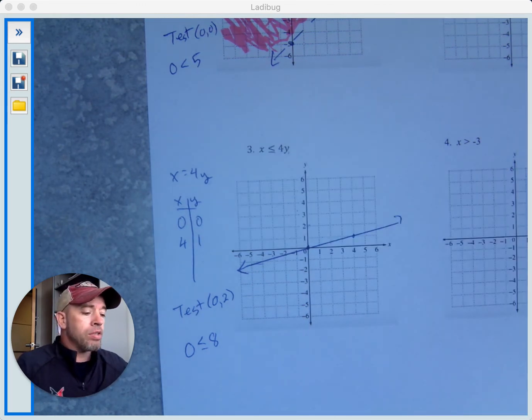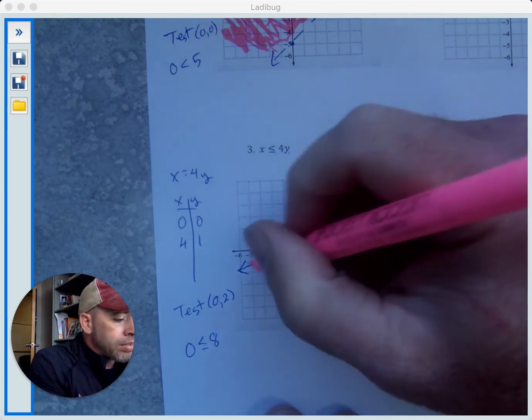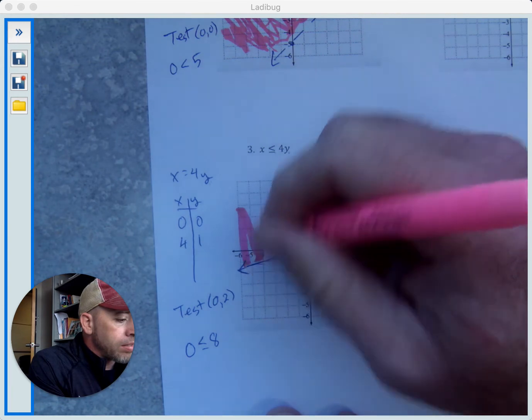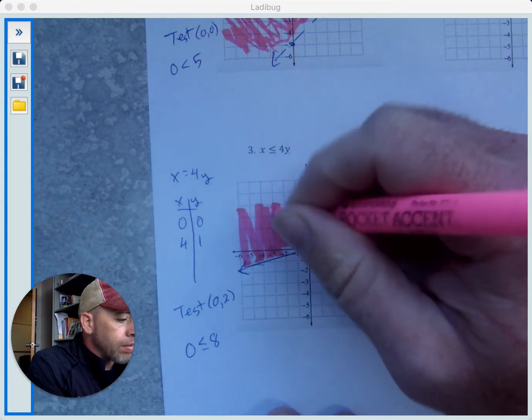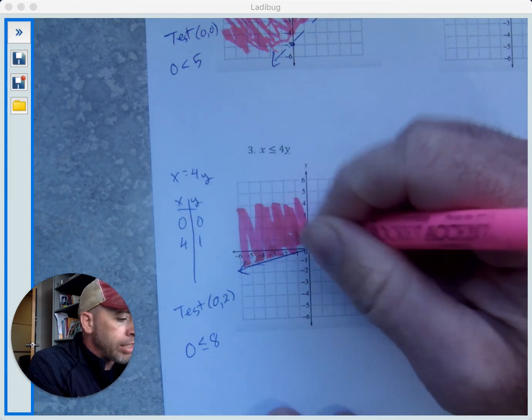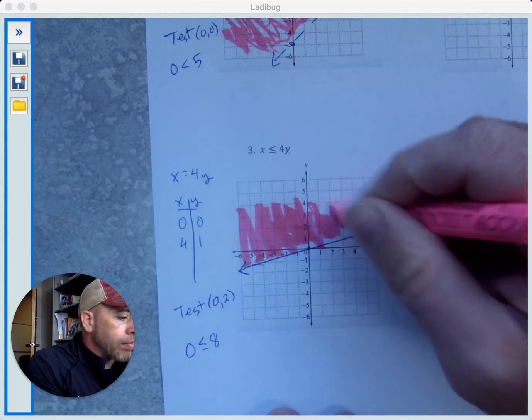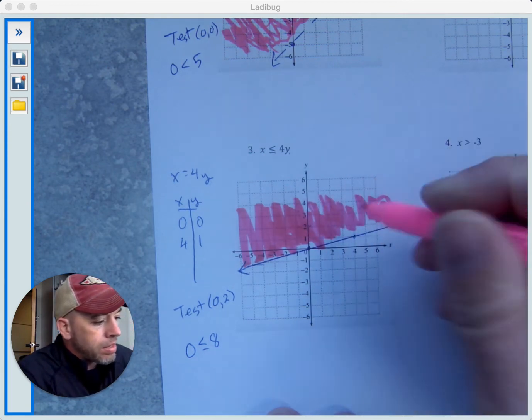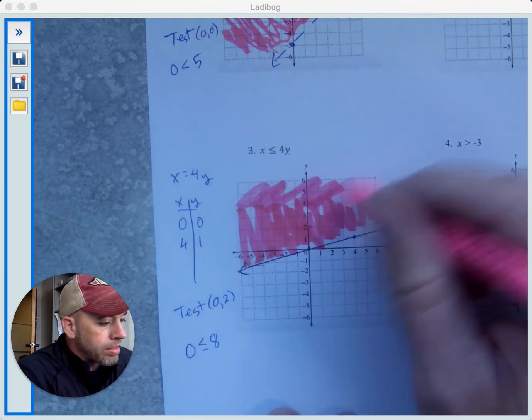And so we shade toward the test point. So everything above this line in this case is going to work. And I'm getting a little better at shading. We just need to identify that we are going this direction.